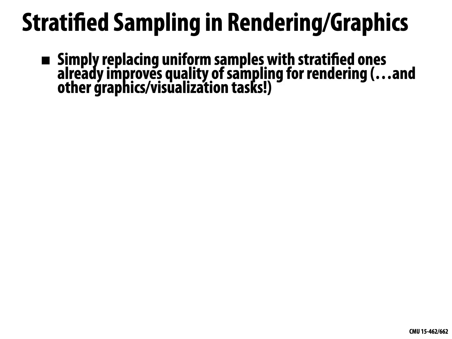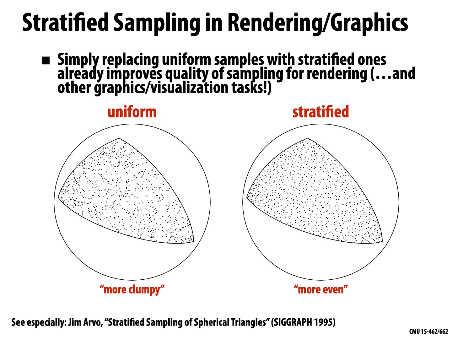So simply replacing uniform samples with stratified ones already improves the quality of sampling for rendering and lots of other graphics and visualization tasks. We can do this not on an interval, but on interesting sets that we need for rendering. Here, what we're doing is sampling actually not the hemisphere, but a triangular region on the hemisphere. So you could think maybe this is the projection of a triangular light source onto the hemisphere. And if we do this with uniform sampling, we get this clumpy sampling pattern. If we do this with stratified sampling, we get a much nicer sampling pattern that actually has less variance.